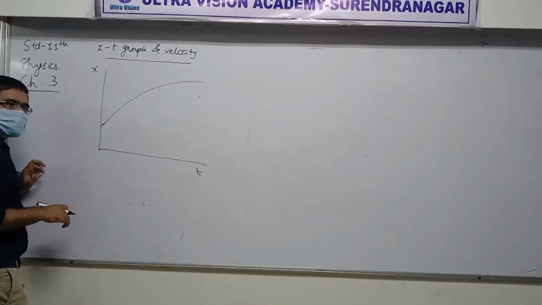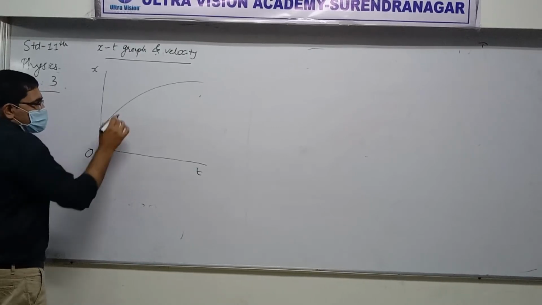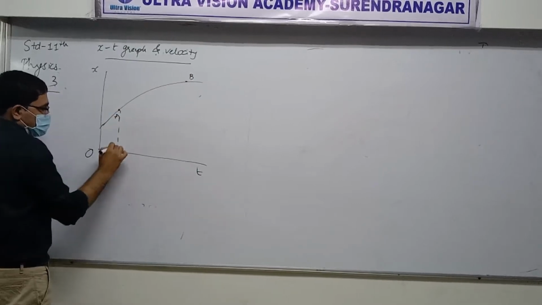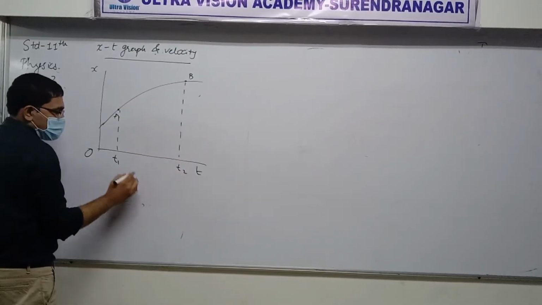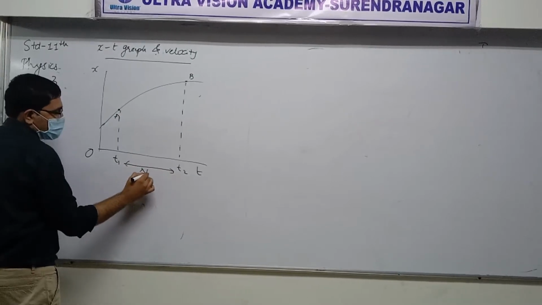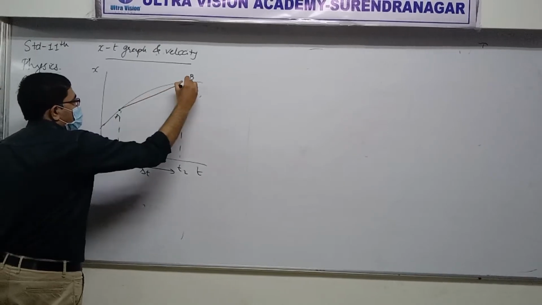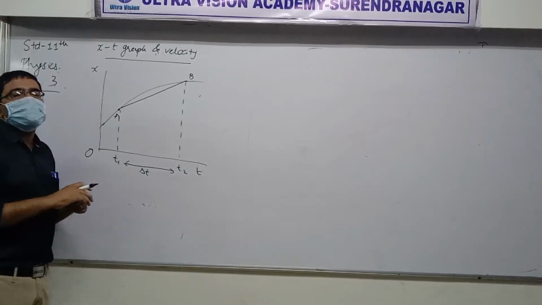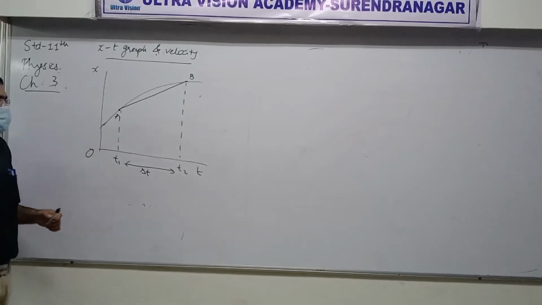So this is some xt graph, and we want to find out what is the average velocity. Then what we were doing is like we take 2 times, t1, that is initial time, t2, that is final time, and between them we have a time interval delta t. So if you draw a chord, then the slope of that chord gives you tan theta, and that is the average velocity, right?